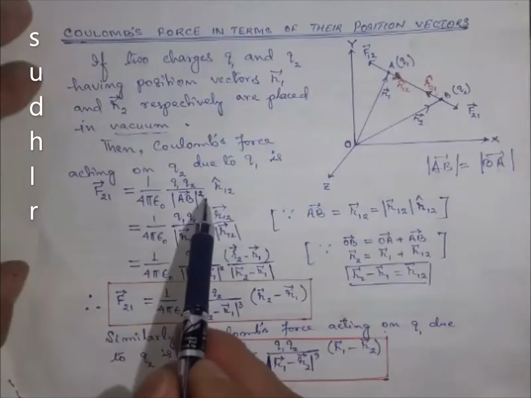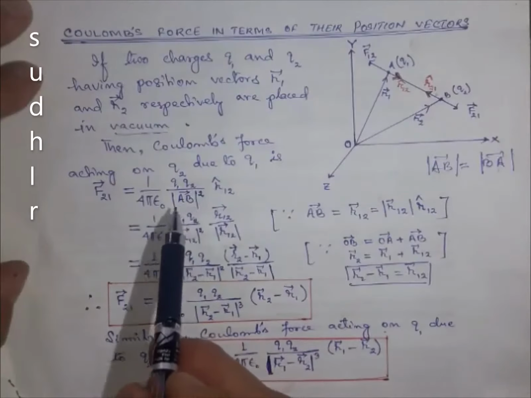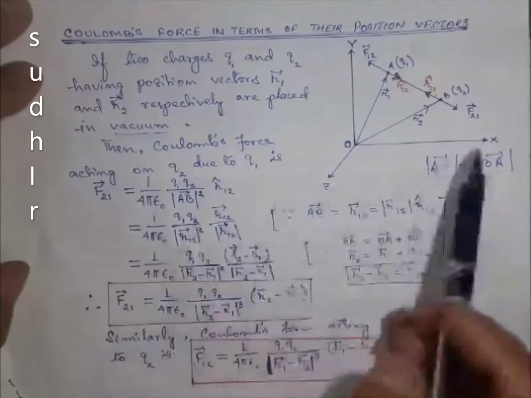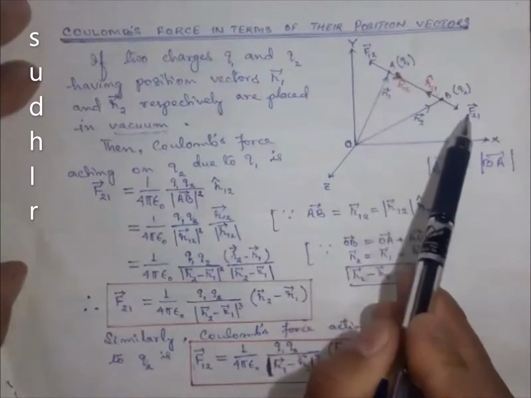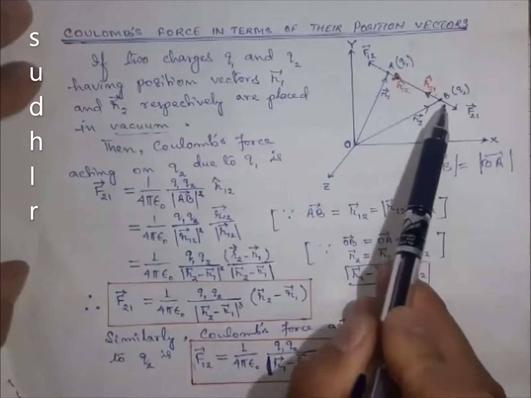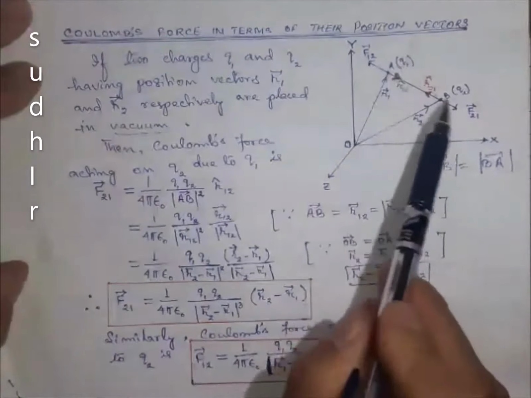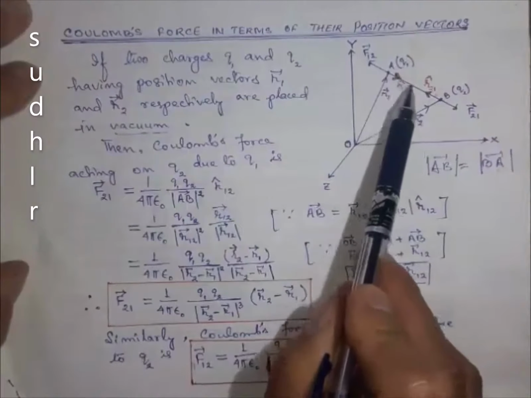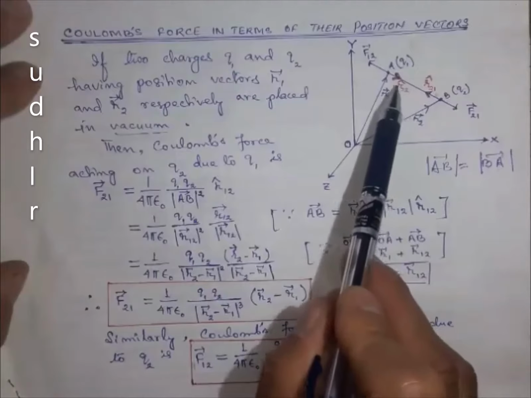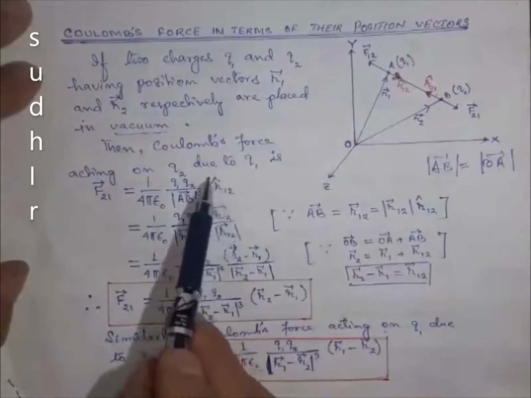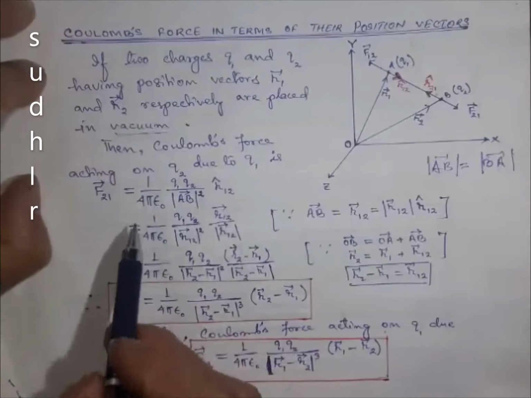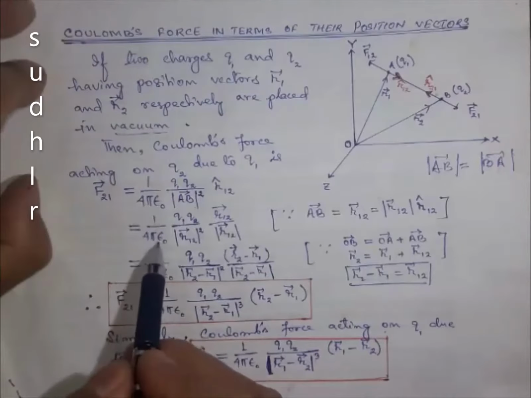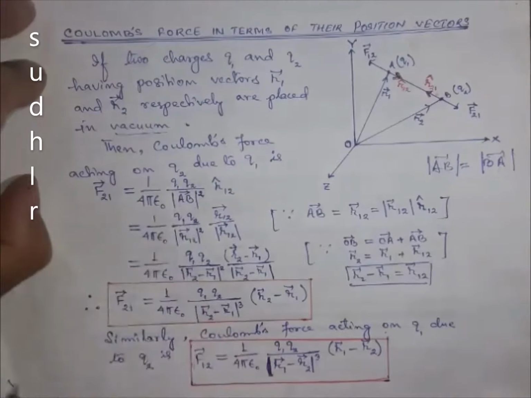So distance square. And we know that the force F21 is the force experienced by Q2 due to Q1, so the force will be acting along this direction. F21 is in the direction of R12 cap, so I have to represent it with R12 cap, like this. It will be equal to 1 by 4 pi epsilon naught Q1 Q2. You keep it like this.